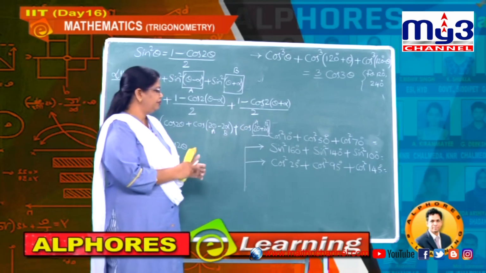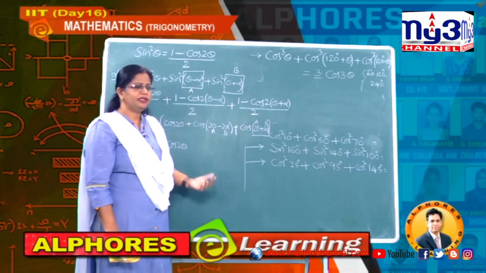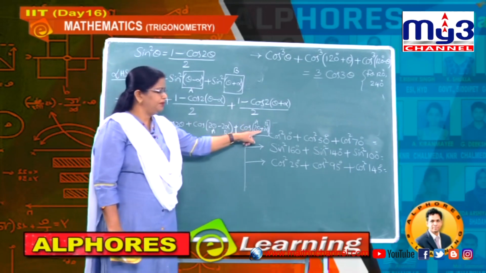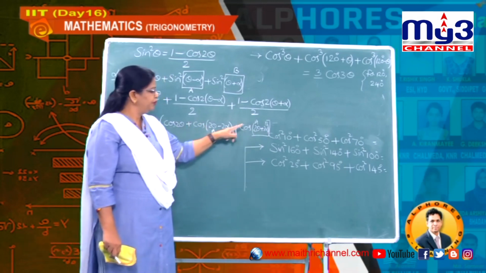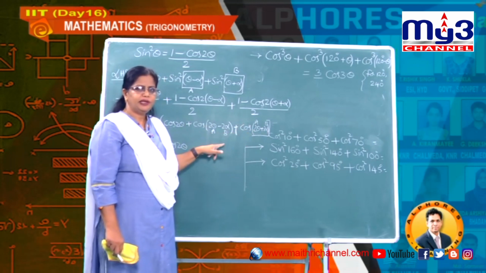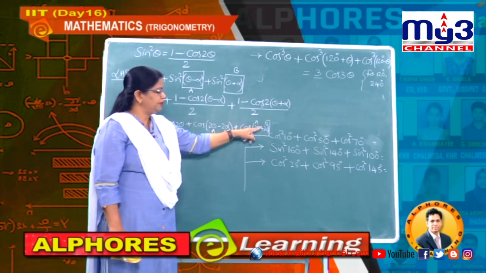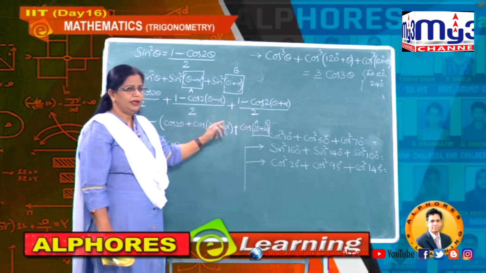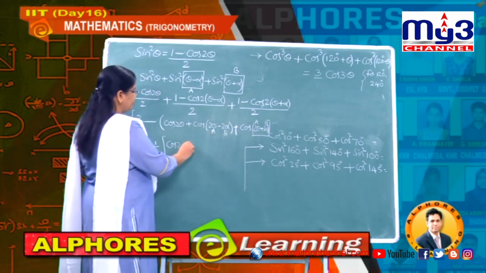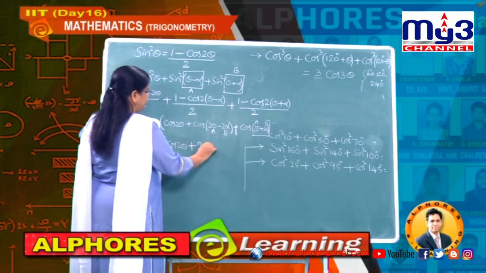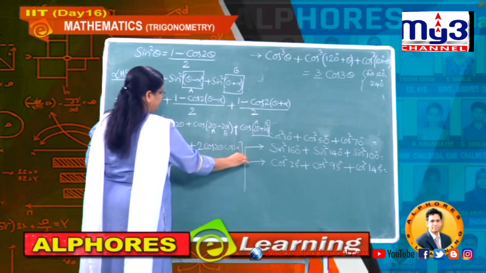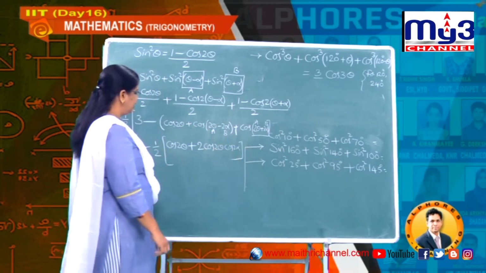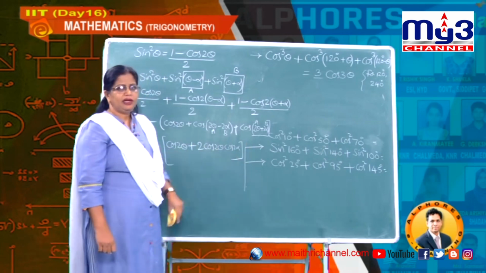Then again from compound angles, what is our formula? Cos of A plus B, and next plus cos of A minus B. What is the result? 2 cos A cos B. So, cos A plus B plus cos A minus B is 2 cos A cos B, therefore 2 cos 2 theta cos 2 alpha. Understand, students? So, we got up to now, and what is our alpha actually?